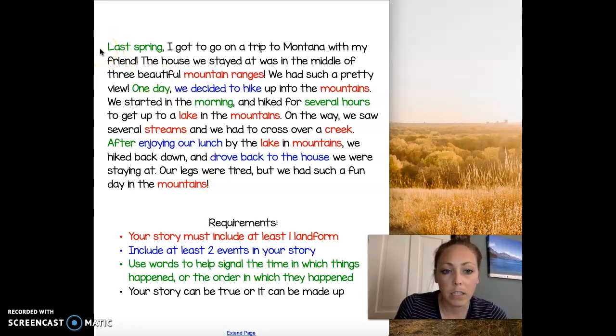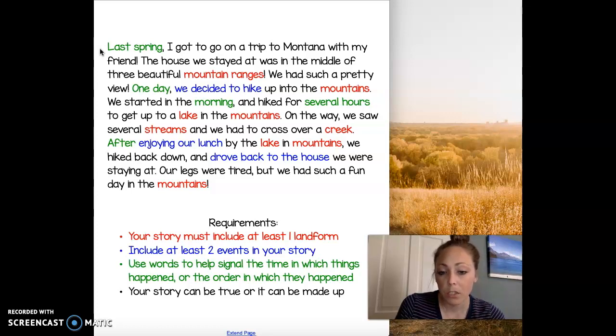Last spring, I got to go on a trip to Montana with my friend. The house we stayed at was in the middle of three beautiful mountain ranges. We had such a pretty view. One day, we decided to hike up into the mountains. We started in the morning and hiked for several hours to get up to a lake in the mountains. On the way, we saw several streams and we had to cross over a creek. After enjoying our lunch by the lake in the mountains, we hiked back down and drove back to the house we were staying at. Our legs were tired, but we had such a fun day in the mountains.